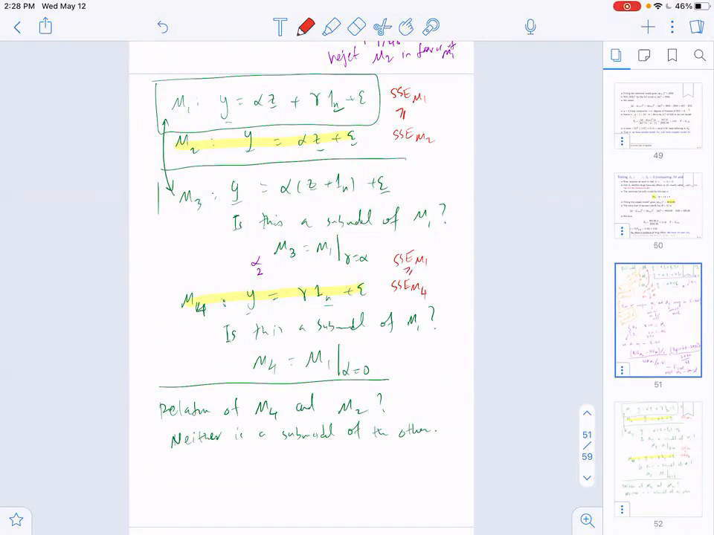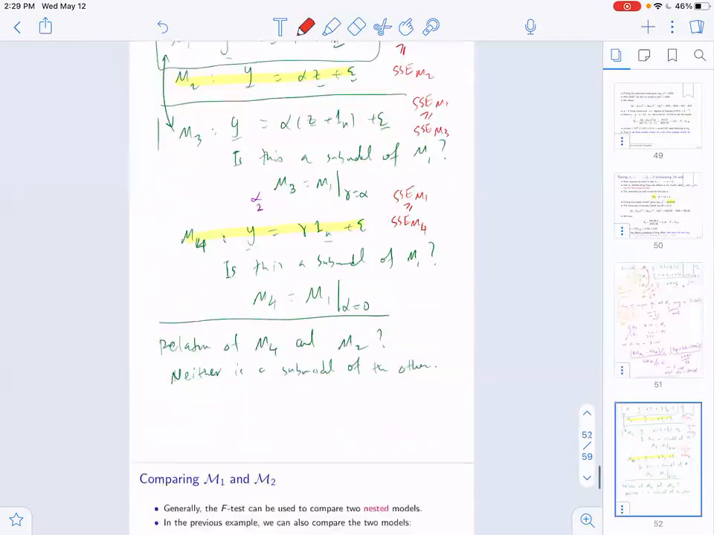And SSE of M3 is also, whenever you have a submodel relation, the SSEs would be respecting that order. SSE of M3 is also bigger. So all the submodels, the SSEs are bigger than the original model.